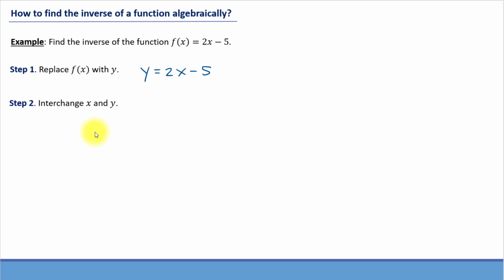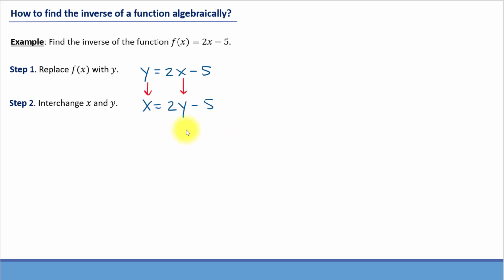Now in the next step, in step 2, we are ready to obtain an inverse function. Remember, the inverse function is the one where inputs and outputs are switched. So we literally need to interchange x and y in this function. Where we had y, we're gonna write x, and where we had x, we're going to write y. It's going to look like this: x equals 2y minus 5. And as soon as we interchanged x and y, we're looking at the inverse function.